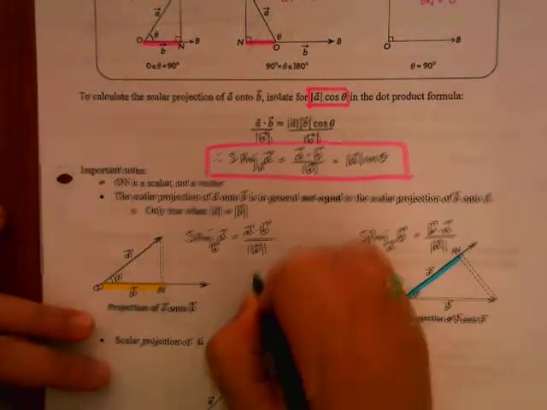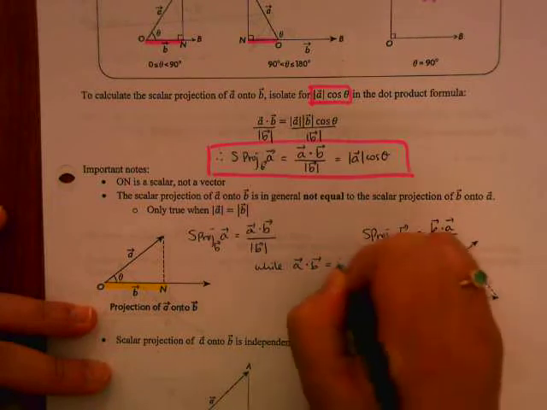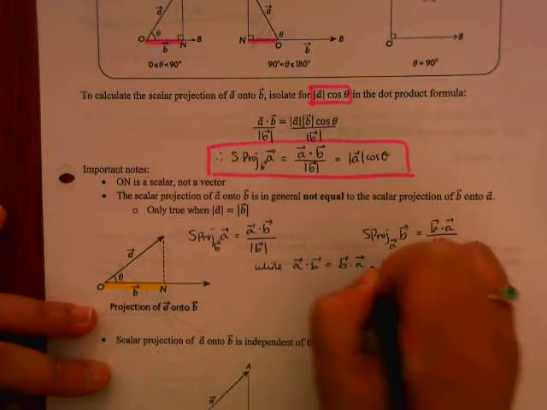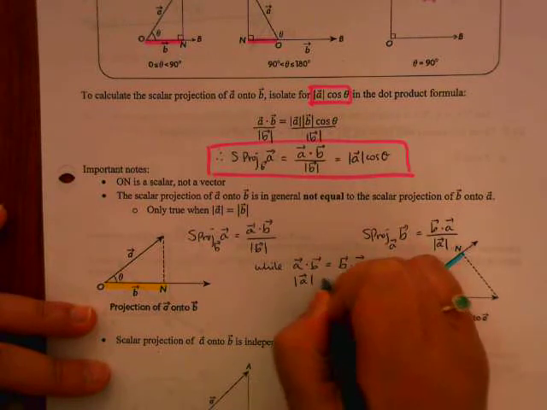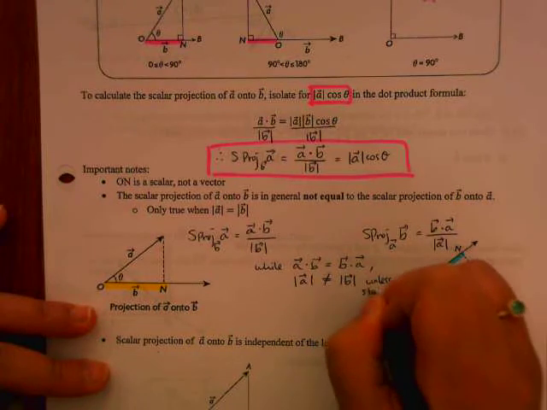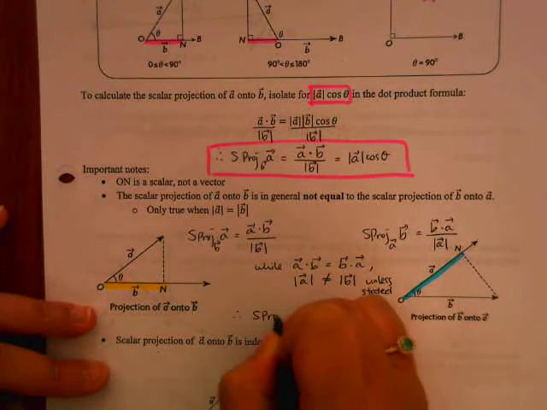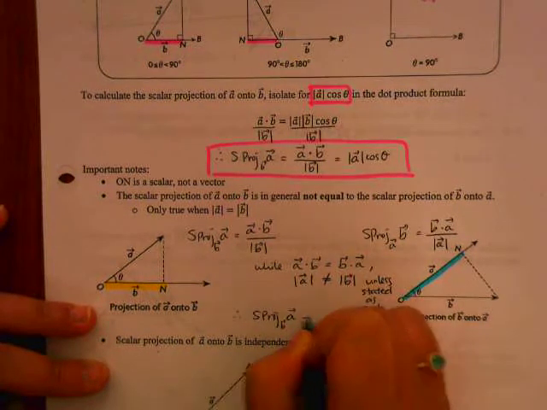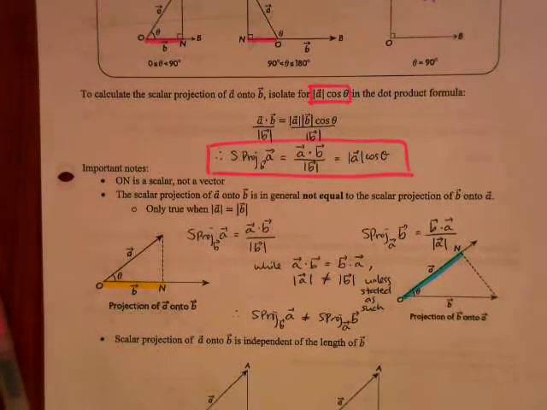So even though the dot product of A and B is equal to the dot product of B and A, the magnitude of A is not necessarily equal to the magnitude of B unless stated as such. Therefore, the scalar projection of A onto B does not equal the scalar projection of B onto A. Questions?